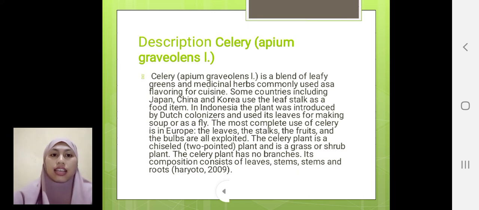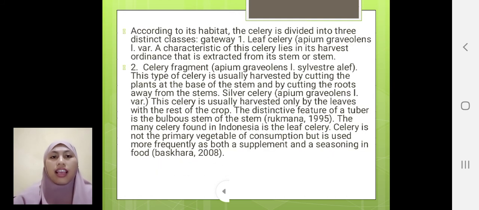The celery plant is a herbaceous plant with pointed leaves. The celery plant has no branches, and its composition consists of leaves, stems, and shoots. According to its habitat, celery is divided into three distinct classes. 1. Leaf celery, Apium graveolens L. The characteristic of this celery is that the harvest comes from its stem or stalk. 2. Celery Silvestre, Apium graveolens L. This type of celery is usually harvested by cutting the plants at the base of the stem and by cutting the roots away from the stem.